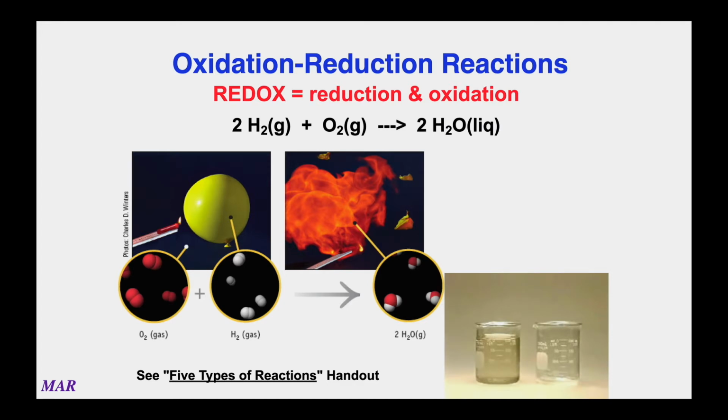The fifth type of reaction has a formal name of oxidation-reduction reaction, and that's a lot of syllables. So a lot of times oxidation-reduction is reduced down to redox. Redox reactions involve what's called reduction and oxidation, and arguably this is the most important type of reaction of the 5 types of reaction.